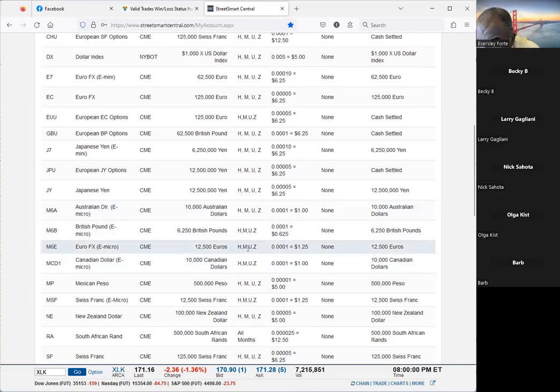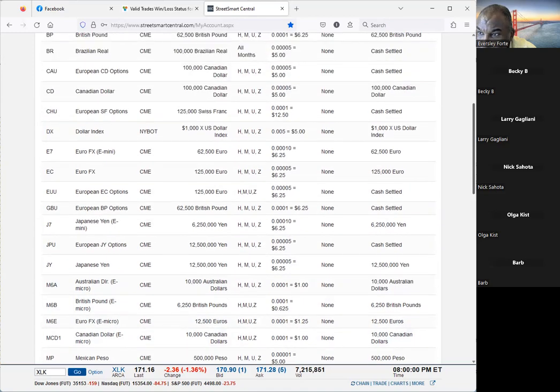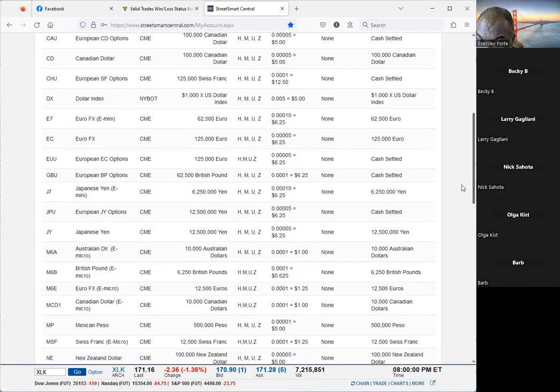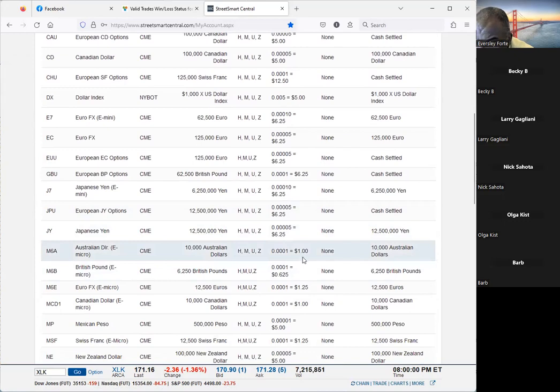Make a note of this: 1 tick in the euro is $1.25. Go ahead and make a note of that. 1 tick is $1.25 in the euro micro. Write it down somewhere. And let's take a look also at the micro on the Aussie dollar. On Australian dollar micro futures, 1 tick is $1.